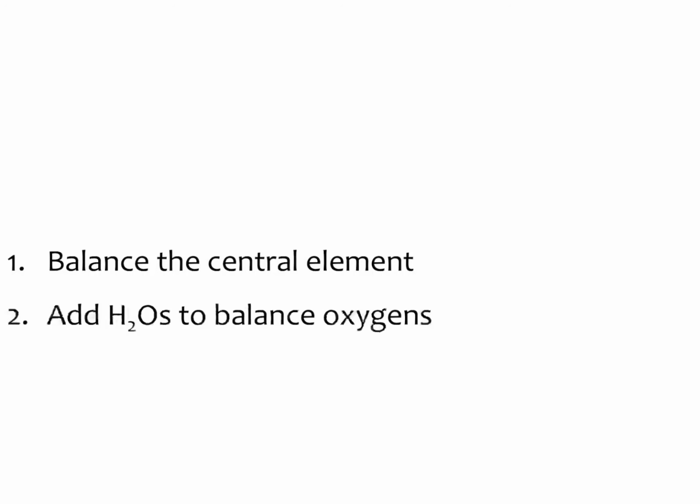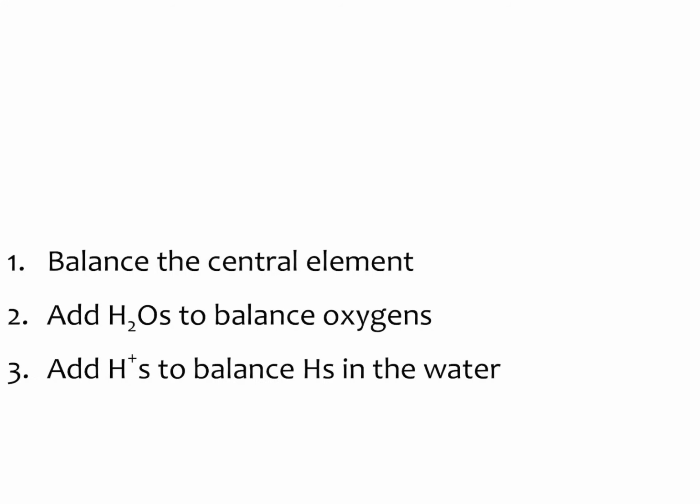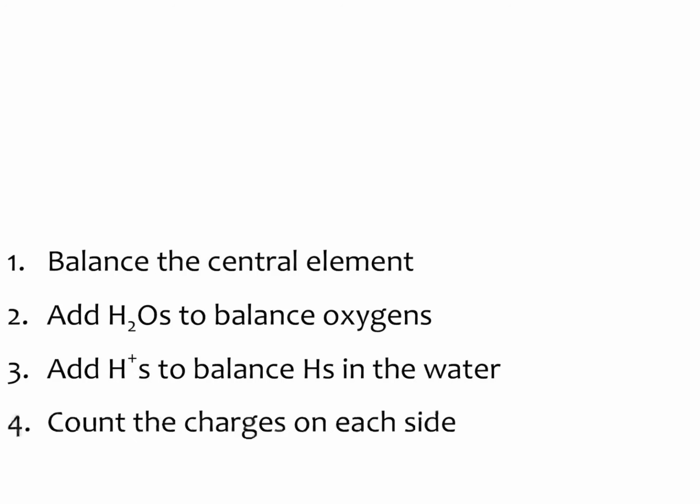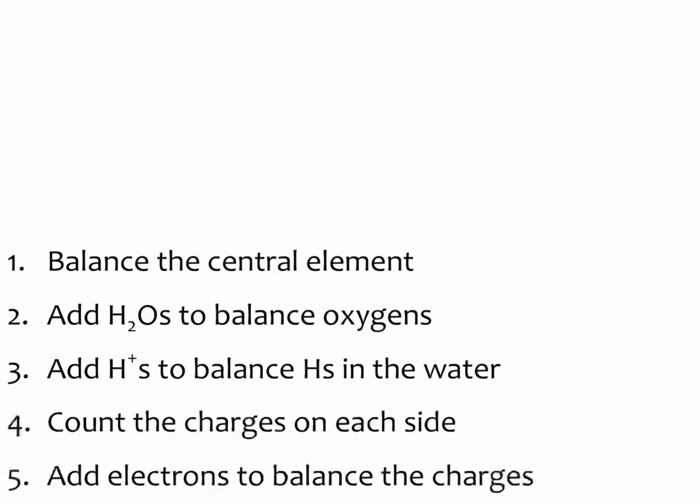So just to recap those rules, which are the same for any acidic half equation that you might come across. Step 1, balance the central element. Step 2, add waters to balance the oxygens on the opposite side to where the oxygens are originally. Step 3, add H+ to balance the hydrogens present in the water. So the H+ go on the opposite side to the water you add. Step 4, count up your charges on each side. And the final step, add electrons to balance those charges.